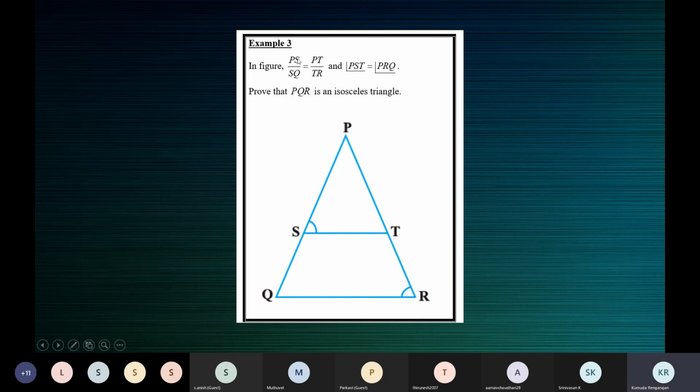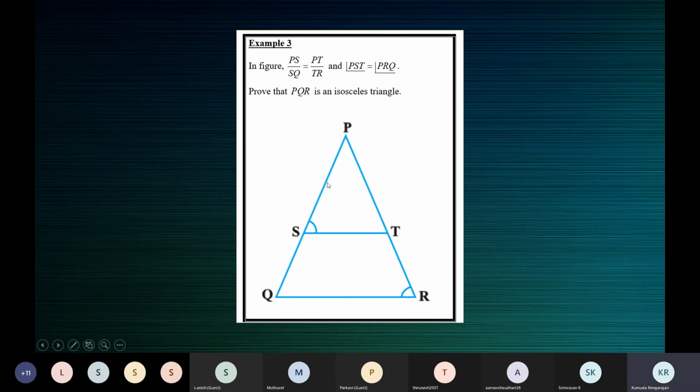QR is the third side because these segments, see here, PS and SQ are on the side PQ. So leave that side. The segments PT and TR are on the side PR. So leave that side also. So ignore these two sides. That means the third side. Or in other words, this is the first side, this is the second side. So this is the third side. QR is the third side.